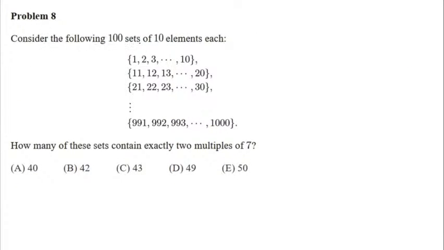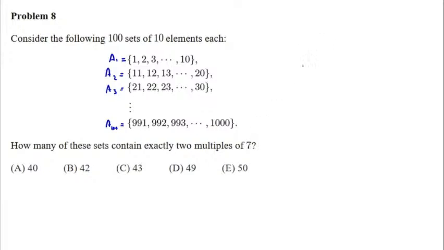Problem number 8, AMC 2022 10B. Consider the following 100 sets of 10 elements each. So the first one, for example, is A1, the next one is A2, the next one is A3, and the last one is A100. How many of these sets contain exactly 2 multiples of 7?